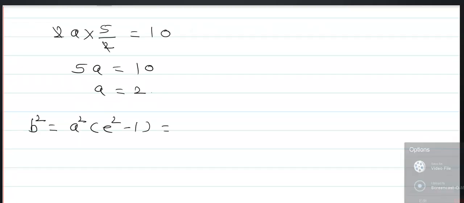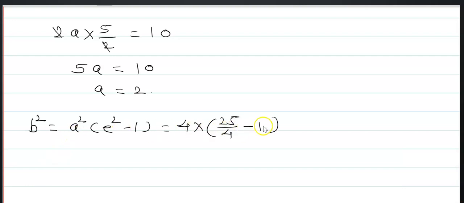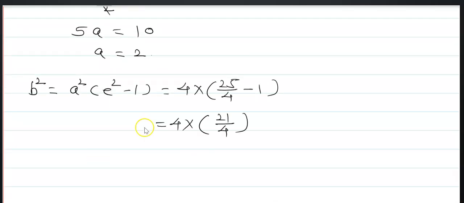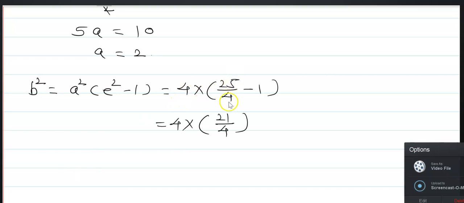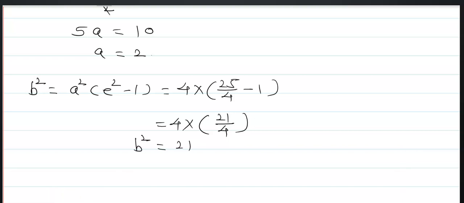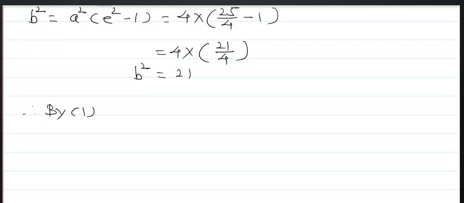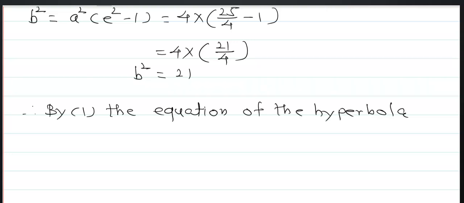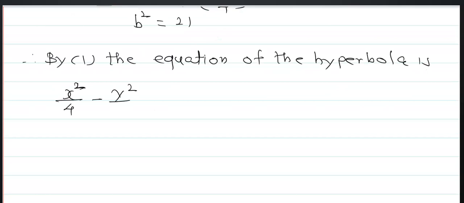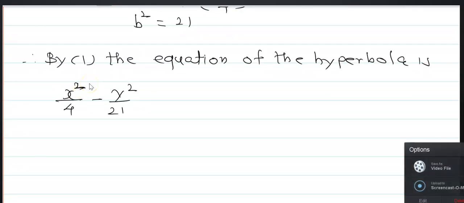Now the next is B square is equal to A square in bracket E square minus 1, that is equal to 4 into in bracket 25 upon 4 minus 1. If we simplify, then we get 4 into 21 upon 4. Therefore, B square is equal to 21. Therefore, the equation of the hyperbola is x square upon 4 minus y square upon 21 is equal to 1.